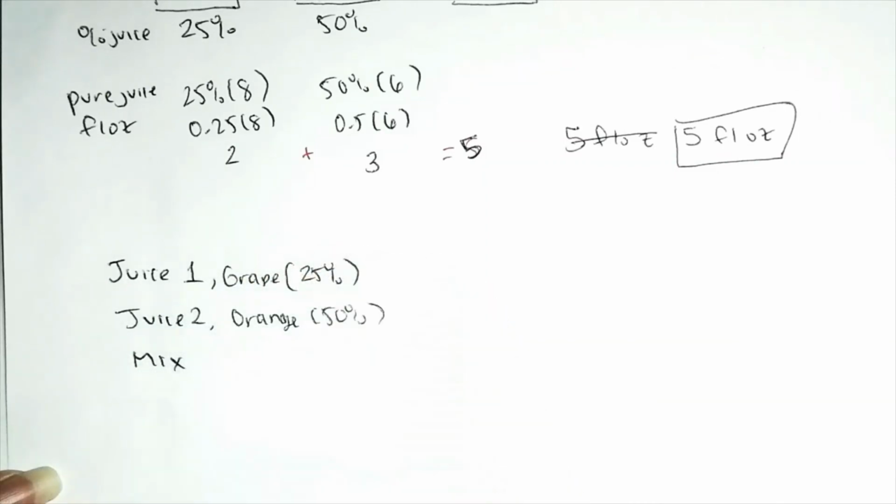Juice 1 plus juice 2 is the mix. We said that already, but the more times I say it, I'm hoping it'll stick to you. So we have our rows. Now, what about the columns?